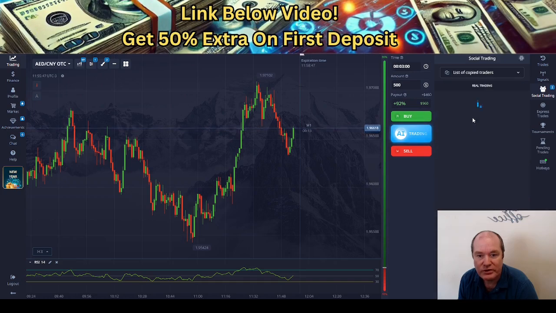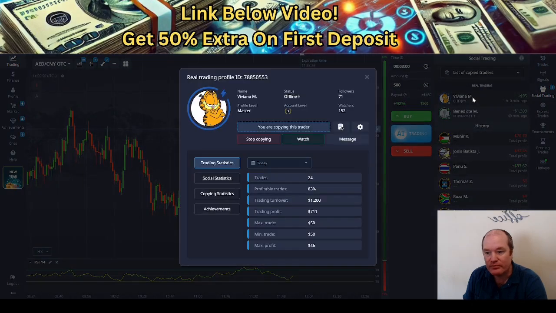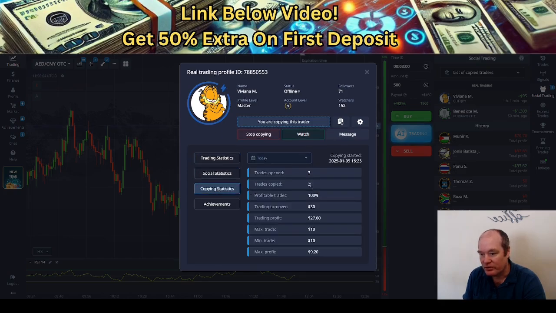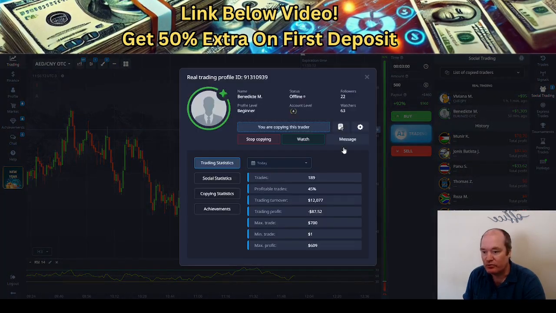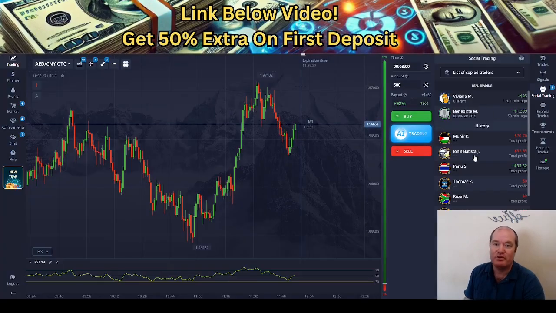List of copy traders. Okay, here we have it. Okay, so here you can see we have made profit with this tool. Let's first go into this one. Copy statistic. Okay, he won all of them. So we are in $27 profit with the first one. Good, good, we like that. Let's check number 2. Copy statistic. 4 trades, and it's a 50% win rate, but it's doubling up. So we are in almost $9 profit. So both of them have made us profit.